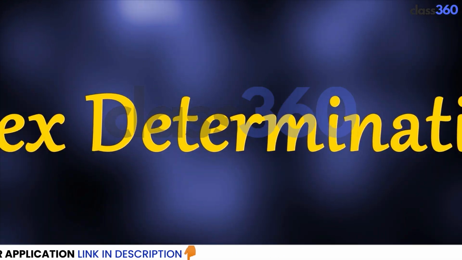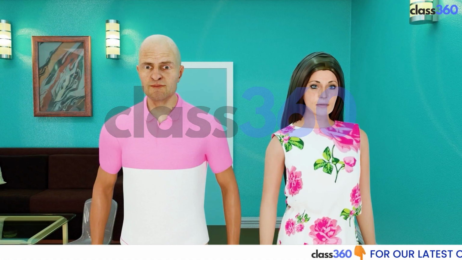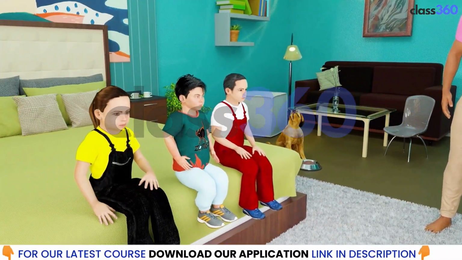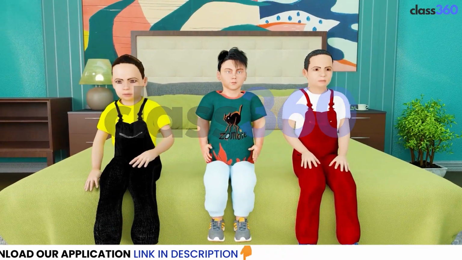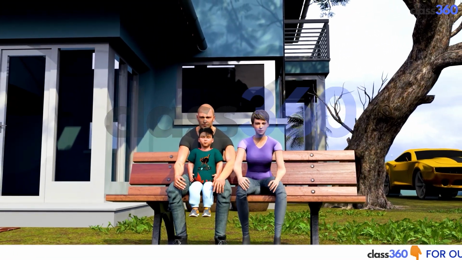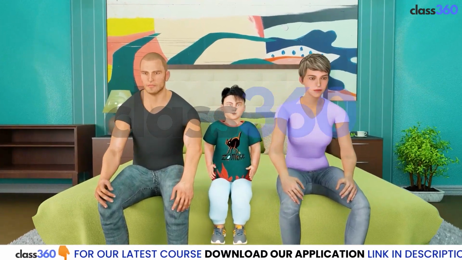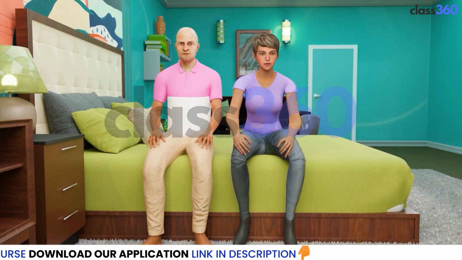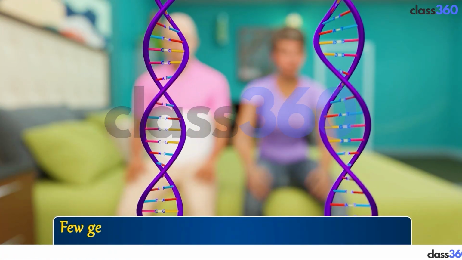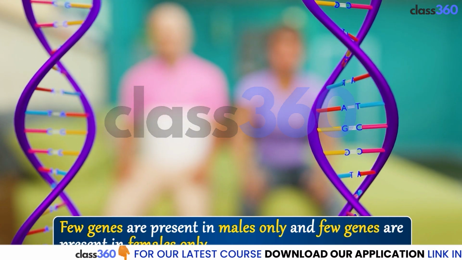So now we come to sex determination. We know that two sexes, female and male, participate in sexual reproduction, and they are quite different from each other for a number of reasons. So we can easily distinguish between male and female. That means there is variation between female and male, and the variation is because of different types of genes. A few genes are present in males only and a few genes are present in females only.